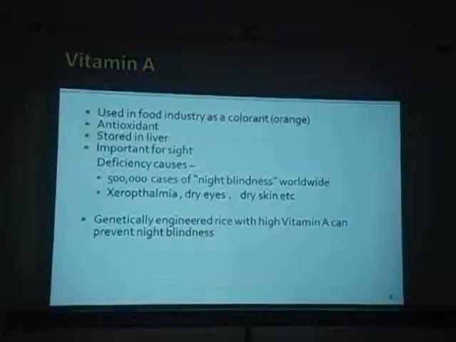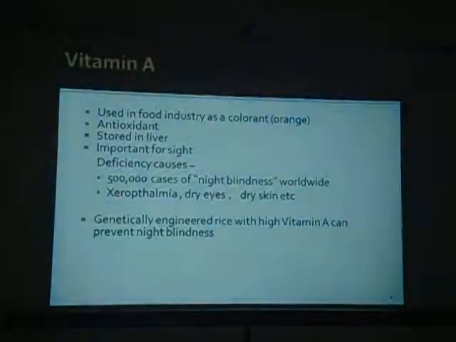Now the researchers are trying to use rice which contains vitamin A. Okay, these are genetically engineered rice, that is also now tried to prevent this night blindness.